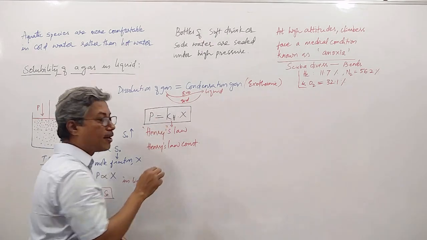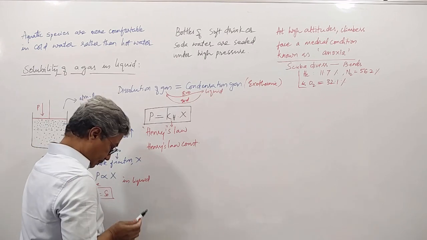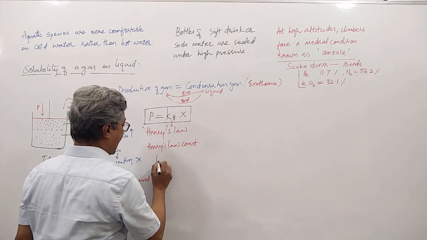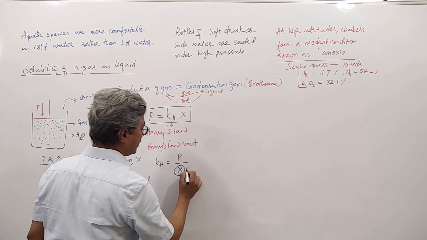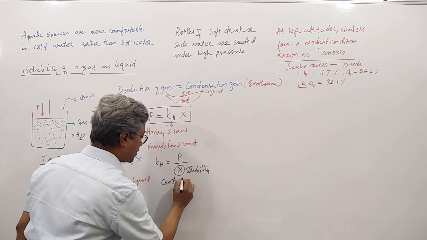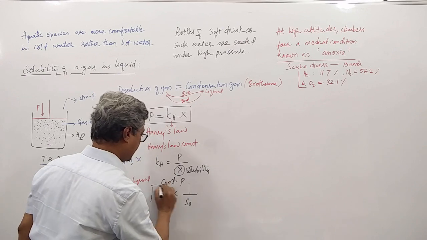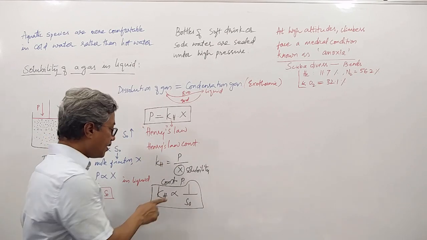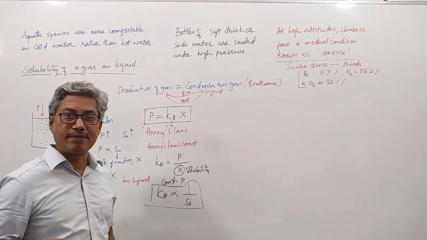Now, Henry's law deals with solubility also in this manner. See, students, here kH is equal to P by X. Here X is solubility. Then at constant pressure, kH is found inversely proportional to solubility. Remember this, students. So at the constant pressure of the gas, solubility is inversely proportional to kH. It means that if kH is more, solubility will be less.